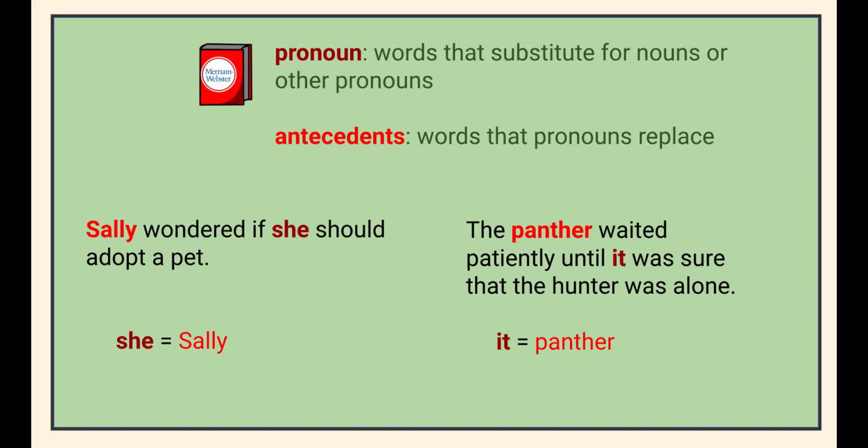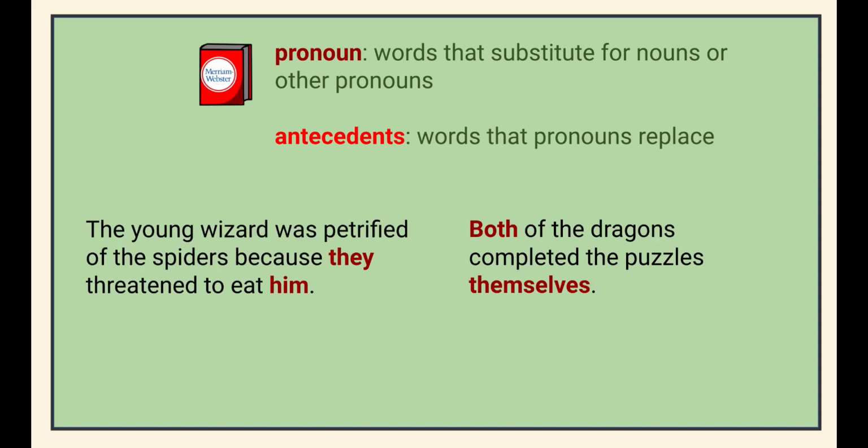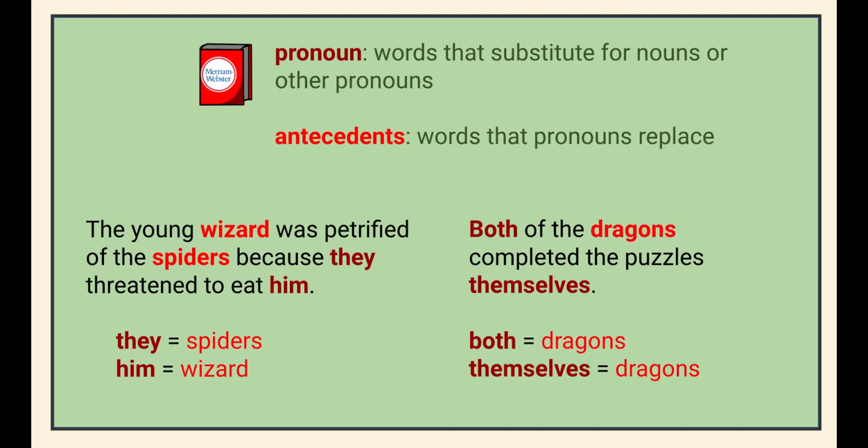In these videos, you will see that I have used dark red to identify pronouns and bright red to identify nouns and noun functions. The young wizard was petrified of the spiders because they threatened to eat him. In this first sentence, the first pronoun they refers back to and replaces the noun spiders, which is the object of the preposition. The second pronoun him replaces the noun wizard. In our second example, the pronouns both and themselves refer to the noun dragons, so they both have the same antecedent.